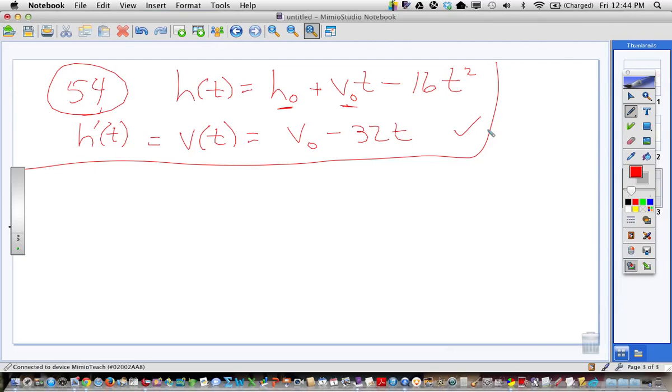Plugging a 2 into the height graph doesn't do anything for you. It just tells you how high it was. It could have been on its way up or on its way down. We don't know. Plug it into the velocity graph. You put a 2 in the velocity graph, it'll tell you if it's going up or down.